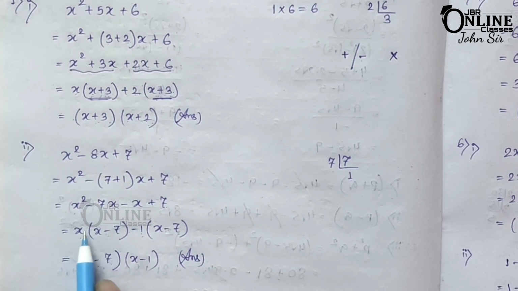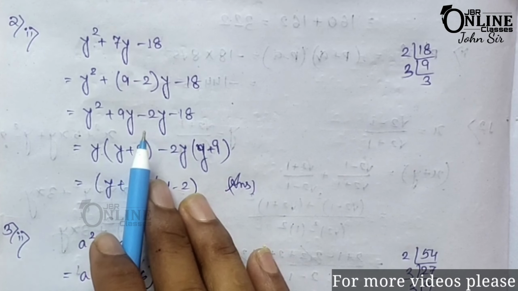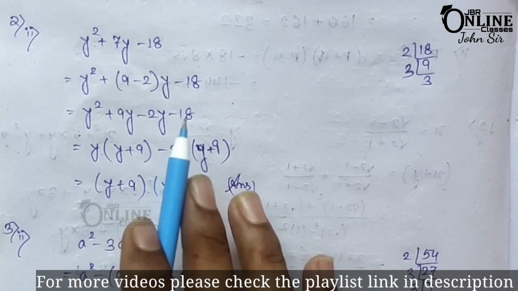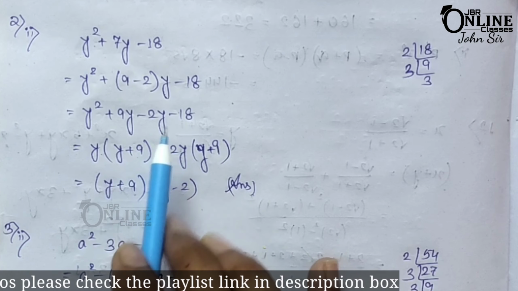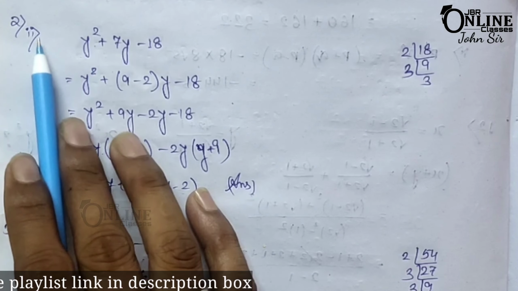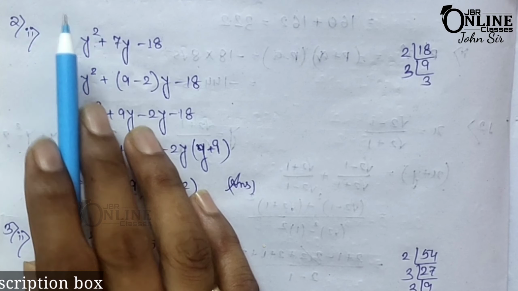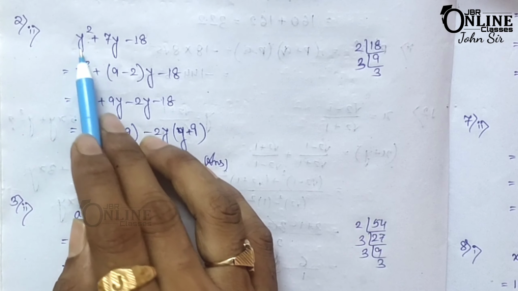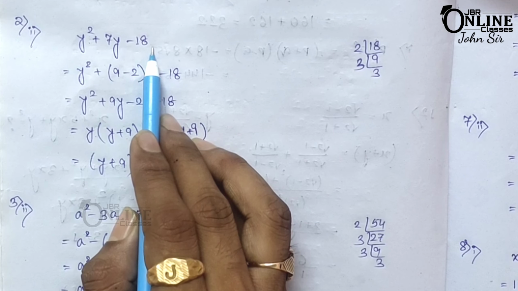Okay, so in this exercise there are lots of problems. Each and every time it is not possible to solve all the problems. So as sum number 2 1 is the same as the previous one, I'm going to solve sum number 2 2, y square plus 7y minus 18.